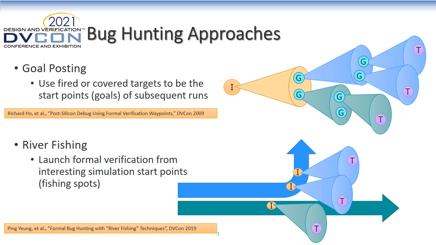Another approach is called river fishing. As simulation exercises the design, some of the simulation stimulus may exercise the design very close to the bug or targets. By leveraging those simulation stimulus, we can launch formal verification from those as interesting starting points, and then formal verification can hit those targets or bugs easily.